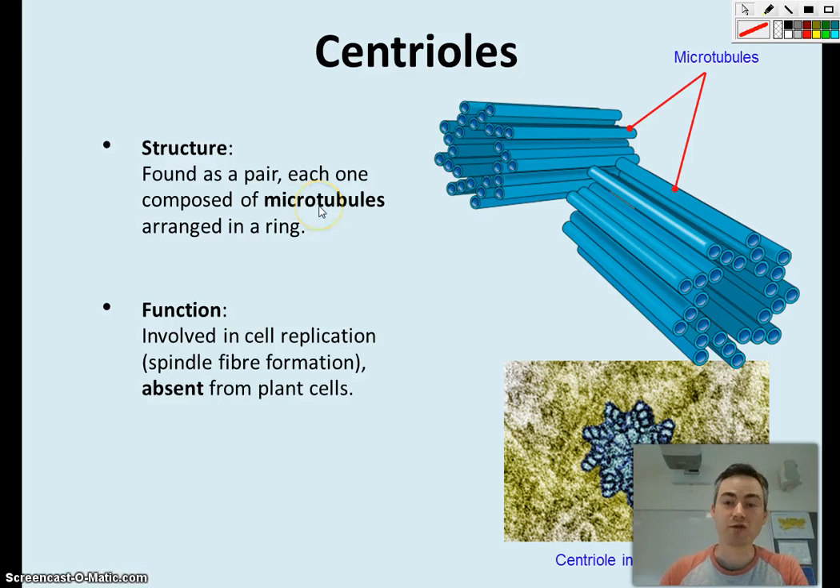They're made up of microtubules, which are protein filaments, and they are involved in cell replication, or in mitosis, and also in meiosis. They're the things that send out the spindles, which then direct the chromosomes to move to different parts of the cell. Hopefully this is ringing a bell from studies into mitosis. So not found in plant cells, only found in animal cells.